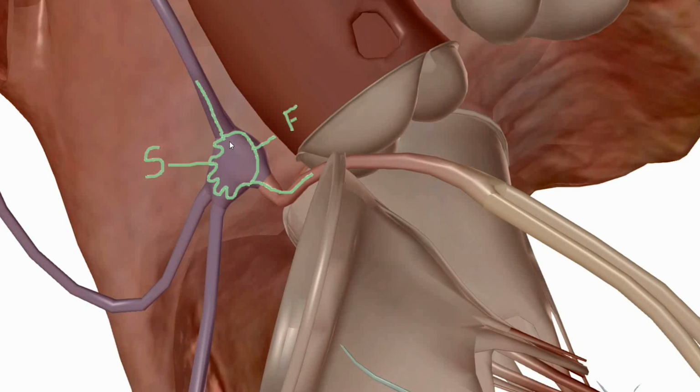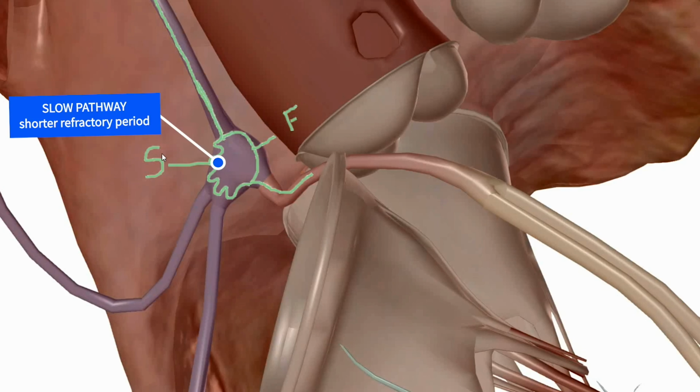Under normal circumstances, the impulse from your SA node travels down to the AV node, and they usually split or conduct these impulses both into the fast pathway and into the slow pathway. If you are able to work very fast, you get tired very fast. In the slower pathway, impulses are conducted very slowly, but they don't get tired. So they have a shorter refractory period. The fast pathway has a longer refractory period.